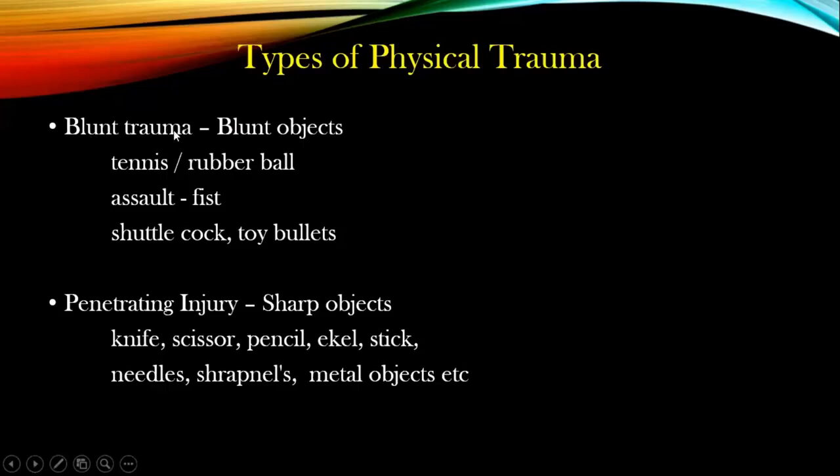Physical trauma, as I said, can be blunt trauma with blunt objects like tennis balls, rubber balls, assault with bare hands or some other clubs like shuttlecocks, toy bullets. A whole lot of blunt objects can cause blunt trauma to the orbit or the eye. And penetrating injuries with sharp objects like knives, scissors, pencils, sticks, needles, shrapnels, metal objects likewise.